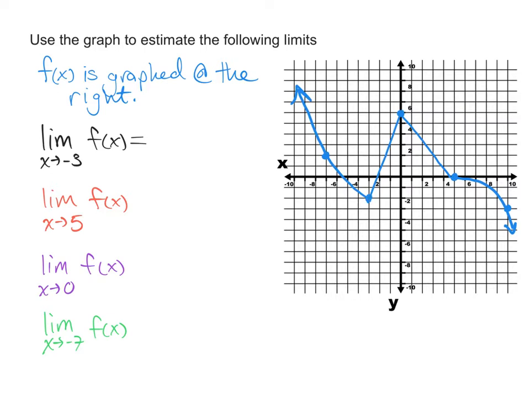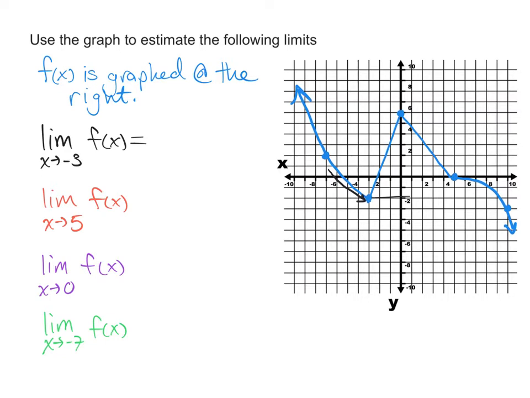We can approach negative 3 from the left. So as we get closer and closer and closer to negative 3, remember this is a specific x value of negative 3. Our answer needs to be some specific y value. So as this graph travels from the left toward negative 3 as we approach it, it looks like this graph is going to go to the y value of negative 2.